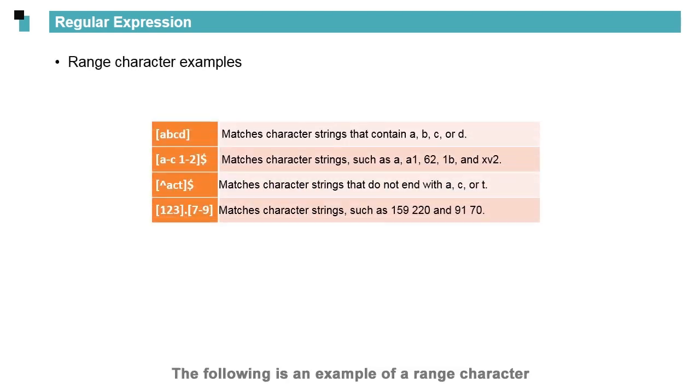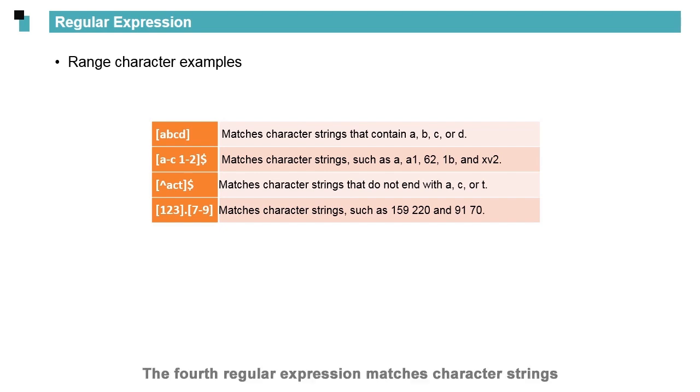The following is an example of a range character. The first regular expression matches character strings that contain A, B, C, or D. The second regular expression matches character strings such as A, A1, 62, 1B, and XV2. The third regular expression matches character strings that do not end with A, C, or T.